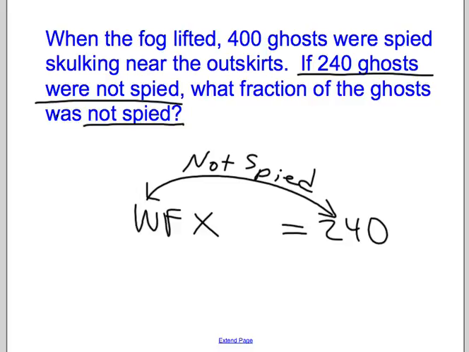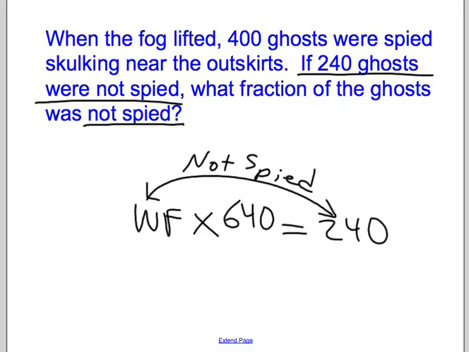What idea goes in the "of"? Zach, what's the idea? 400. What's the idea though? Total. So what is the total number of ghosts? 400. Zarian? 640. How did you get 640, Zarian? Because I added them together. 400 is the number that were spied, 240 were not spied. That's two different groups, isn't it? So the total of those put together makes that 640.